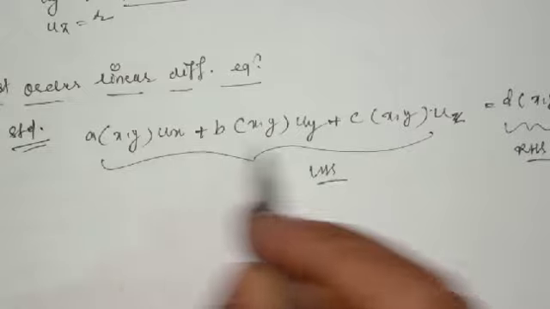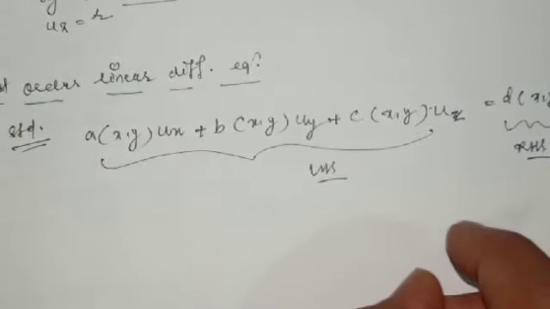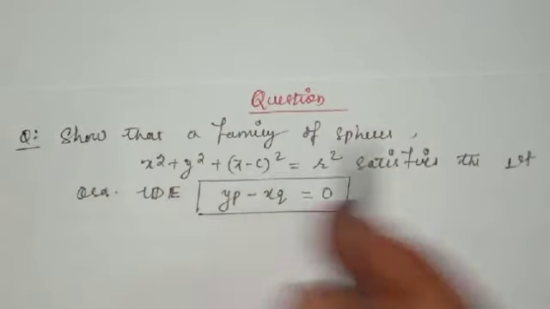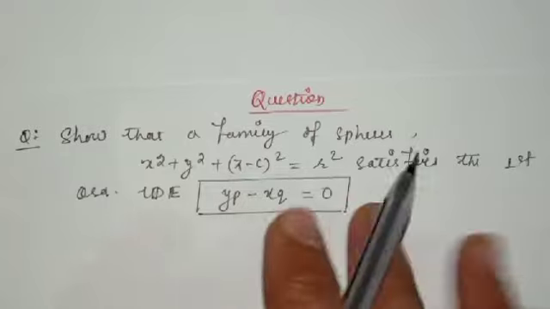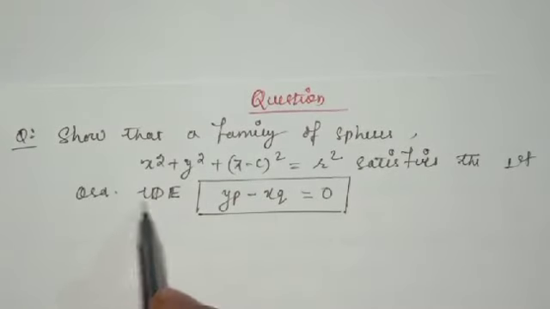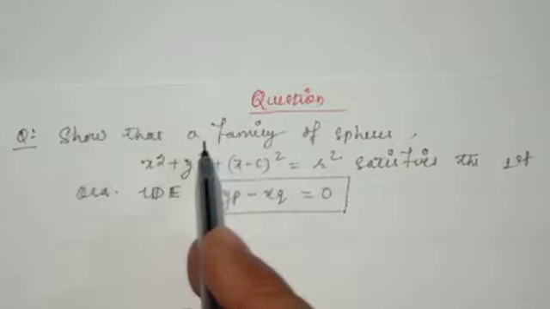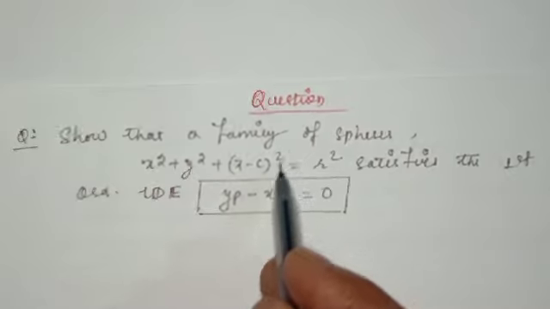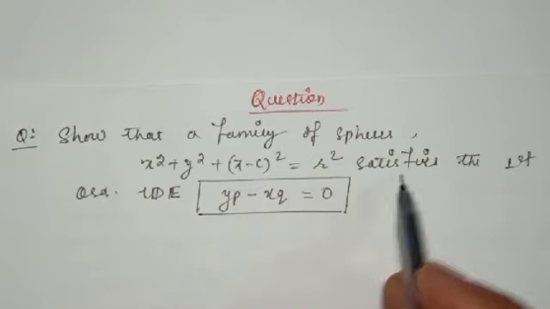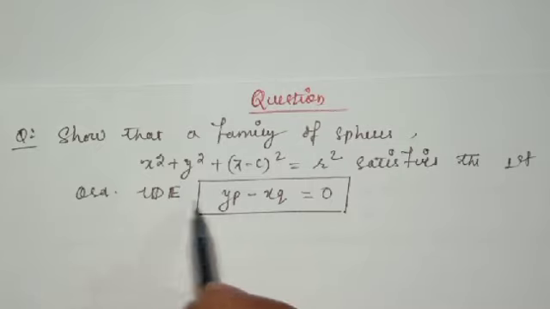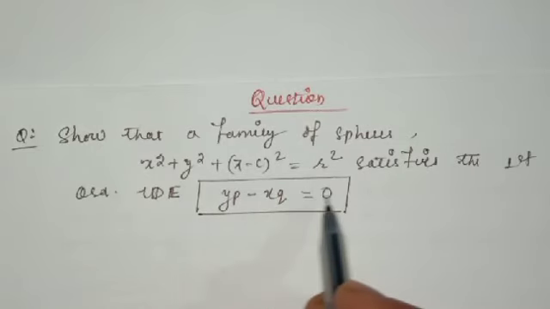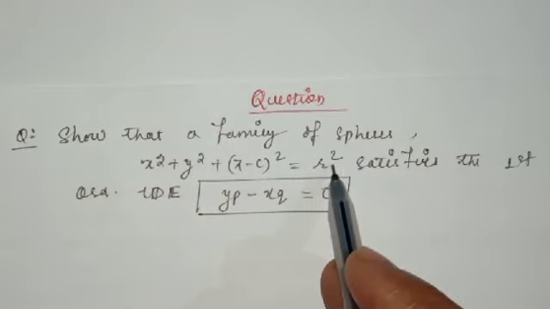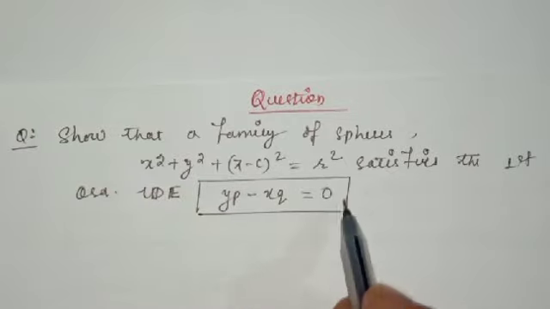Okay, so focusing on the standard equation, we will solve some numericals. Students, now let us discuss some numericals based on the standard equation of first order linear differential equation. The question is: show that a family of spheres x square plus y square plus (z minus c) whole square is equal to r square satisfies the first order linear differential equation yp minus xq is equal to 0. So this is our function, and we have to satisfy this linear differential equation.